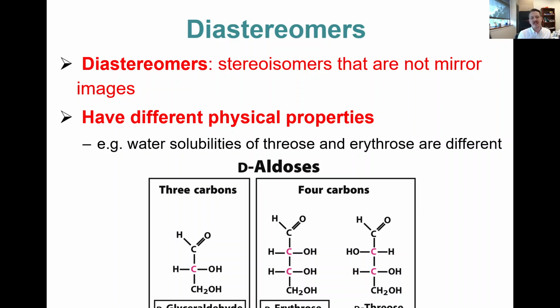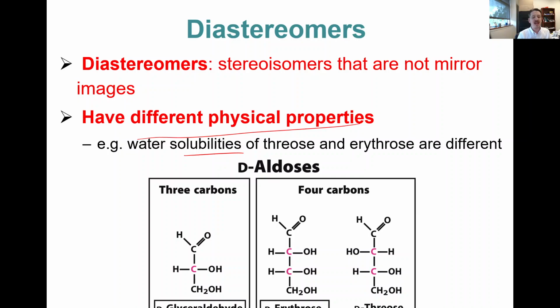Whereas with chiral mirror images, the physical properties, so the melting point and solubility, don't change, with the diastereomers, the physical properties such as solubility and melting point do change.